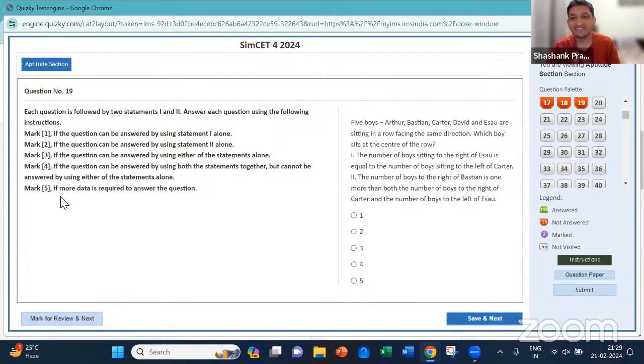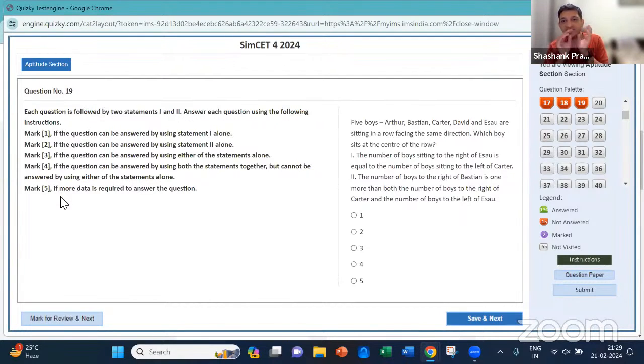Okay. A, B, C, D, E are sitting in a row in the same direction. Which boy sits at the center of the row? The number of boys sitting to the right of E is equal to the number of boys sitting to the left of C. तो कैसे भी हो सकते हैं वो? EC कॉर्नर भी हो सकते हैं, बीच में हो सकते हैं, और फर्स्ट एंड फिफ्थ और सेकंड एंड फोर्थ हो सकते हैं. Number of boys sitting to the right of B is one more than number of boys sitting to the right of C and the number of boys to the left of E.